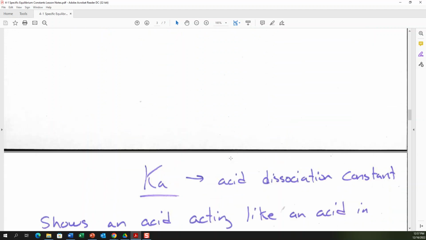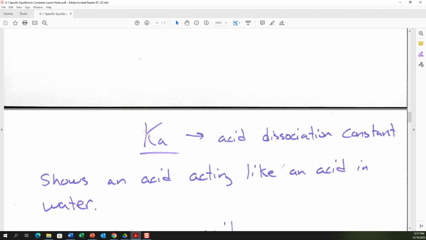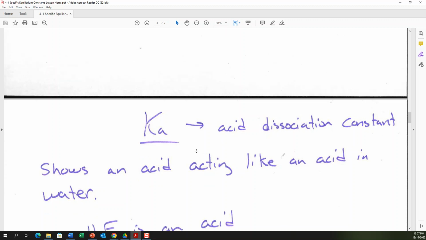All right, so let's talk about Ka. Ka is the acid dissociation constant, and the equation that it represents is an acid acting like an acid with water in particular. Understanding what acting like an acid means: it means forming H plus in water, or, I think the better way to think about it moving forward, an acid gives an H plus to water, so the water turns into hydronium, H3O plus.